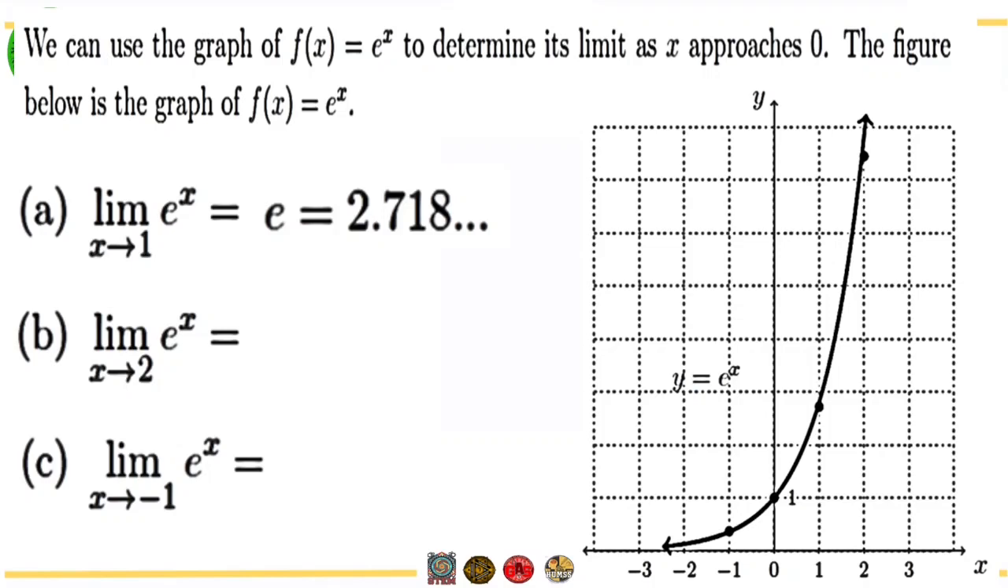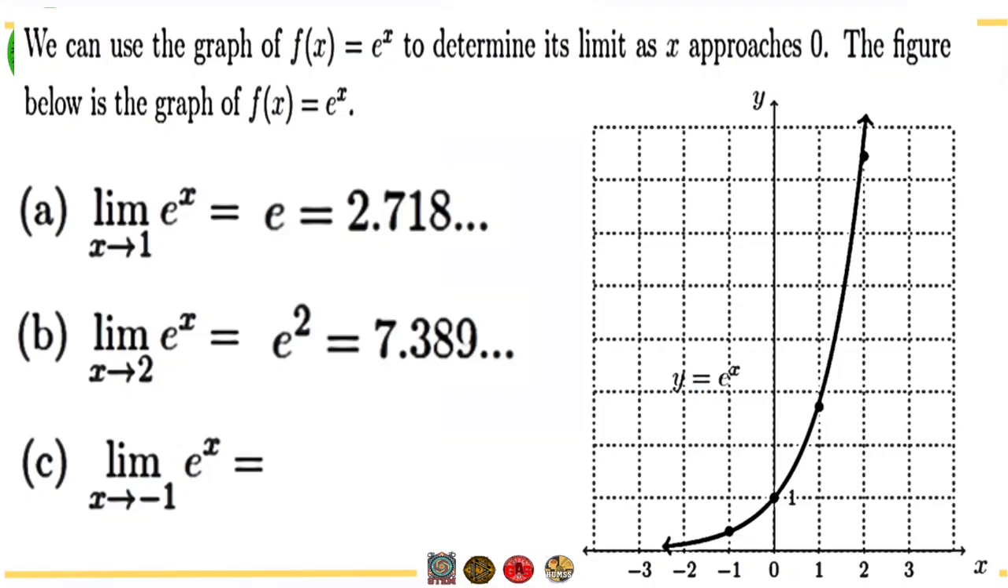Letter B, the limit of e raised to x as x approaches 2. If you check the graph, as x approaches 2, it is up there. If you count 1, 2, 3, 4, 5, 6, 7, 7 point something, right? 7.5 based on the graph, 7.3. Yeah, so 7.389 something. So e squared. That will be the direct substitution.